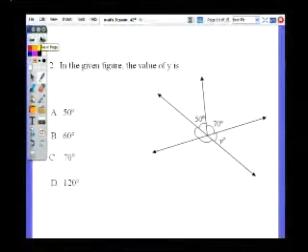Next, in the given figure, the value of y is, this is y, the value of y is option A 50 degrees, option B 60 degrees, option C 70 degrees and option D 120 degrees. Which one of these is the correct option. Look at this again, application of theorems.